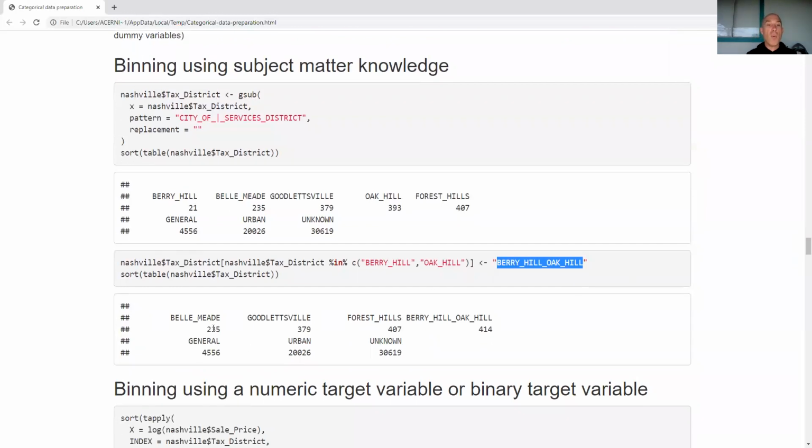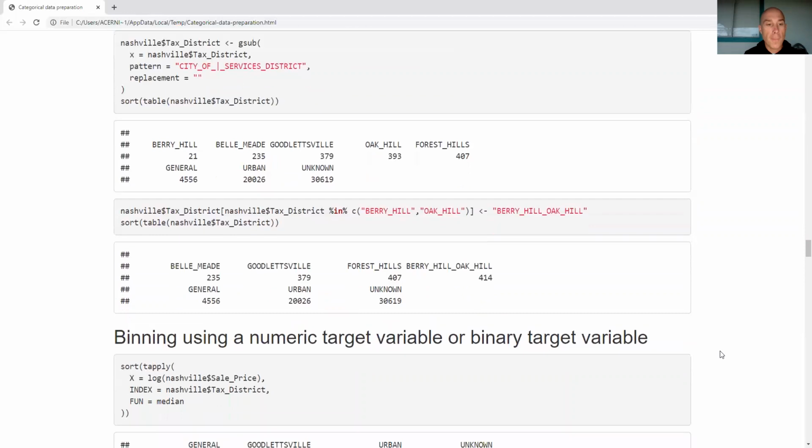And so now I have a new table. Now we can see that, and I sorted it, where'd it go? Berry Hill, Oak Hill now has 414 levels. So now I have at least 30 observations for each of my dummy variables. Okay, so that's good for the convergence and the mean aspect. But let's keep on going a little bit further, because remember, I personally want to have every single level have about 10% of my data.